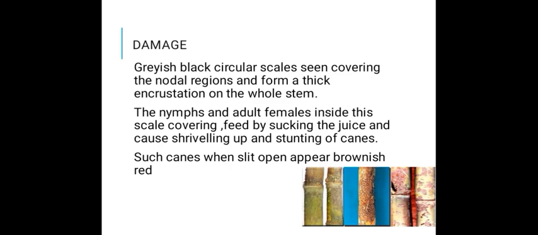Damage: grayish black circular scales are seen covering the nodal region and form a thick encrustation on the whole stem. The nymphs and adult females inside this scale covering feed by sucking the juice and cause shriveling and stunting of canes. Such canes will split open and appear brownish red.